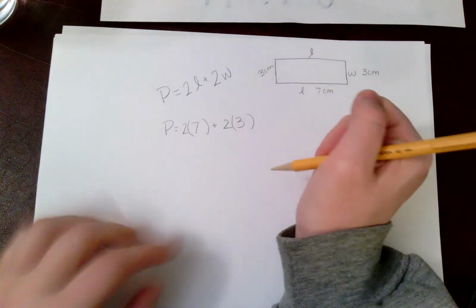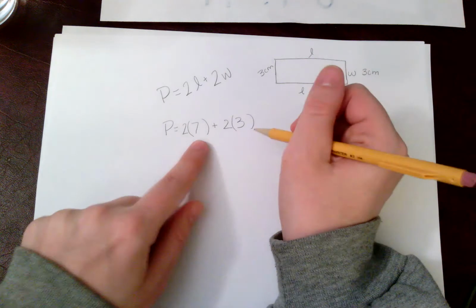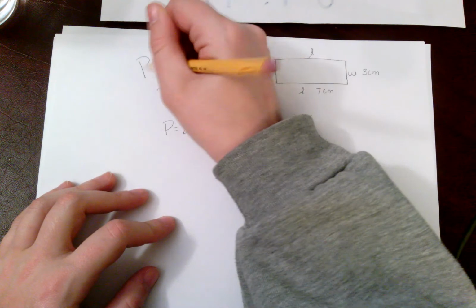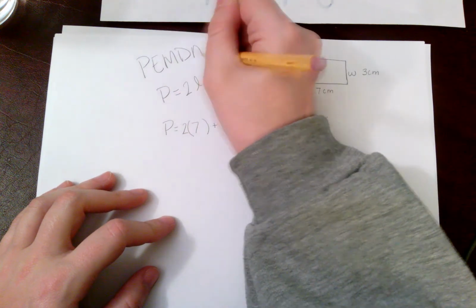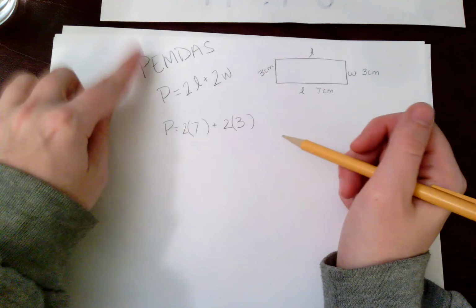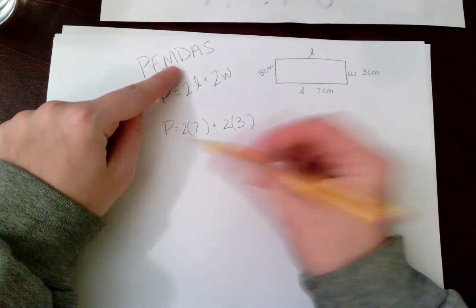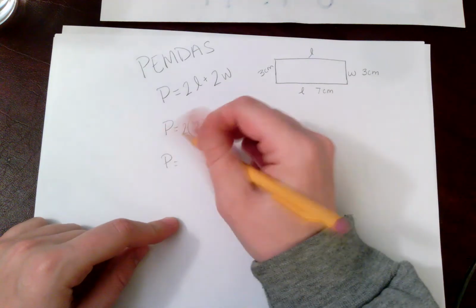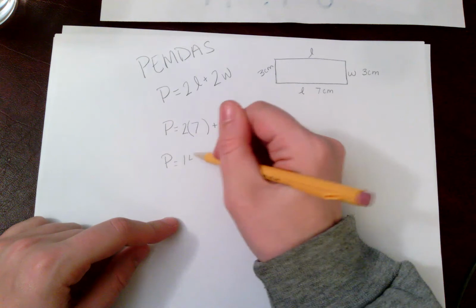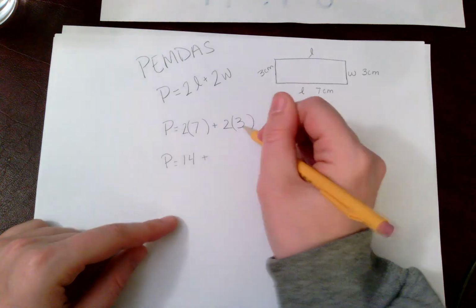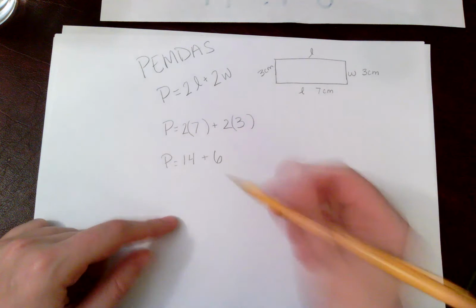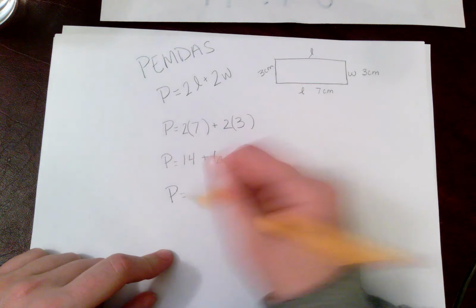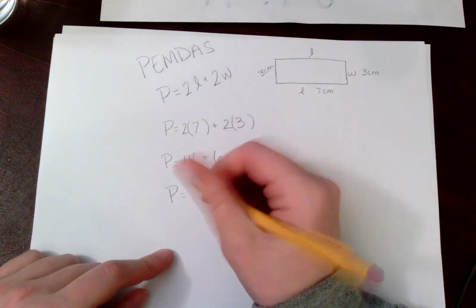You want to know what to do next. We have multiplication and then addition. So using PEMDAS, remember handy dandy PEMDAS, parentheses, exponents, multiplication, and then addition. So first we have to take care of our multiplication. 2 times 7 is 14, plus 2 times 3 is 6. The last thing we have to do is take care of our addition. So now we know our perimeter is equal to 14 plus 6, which is 20.